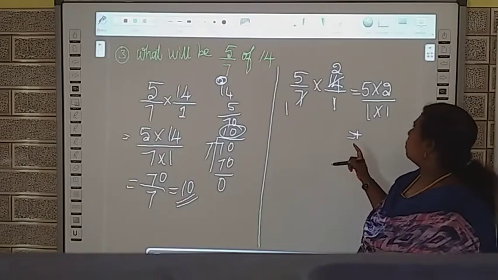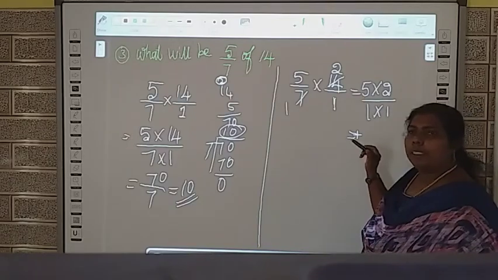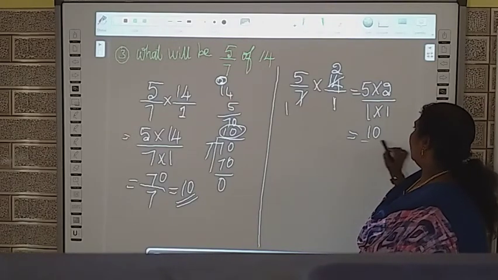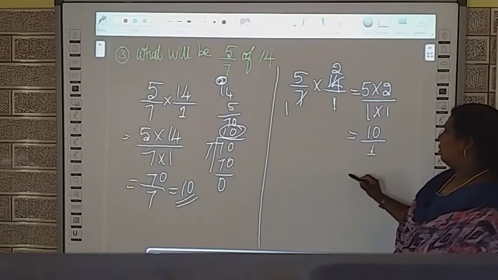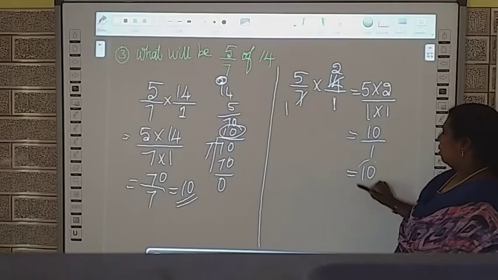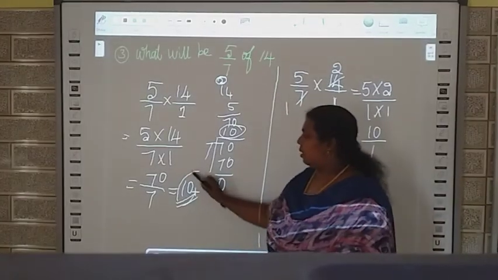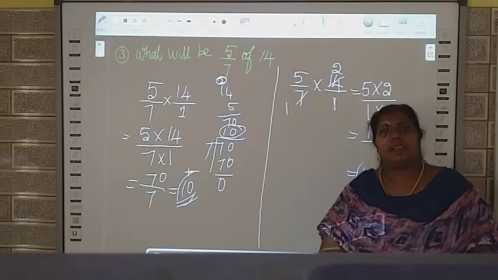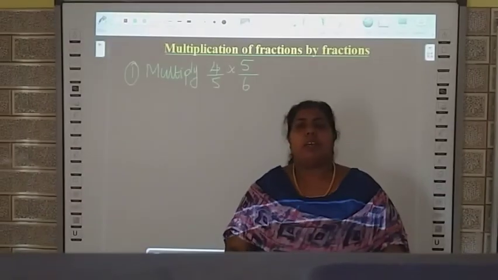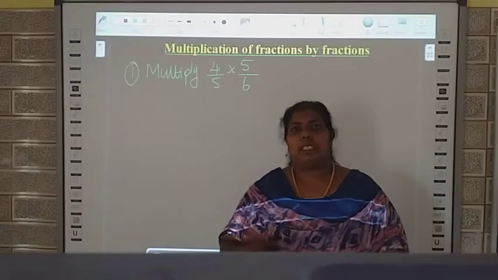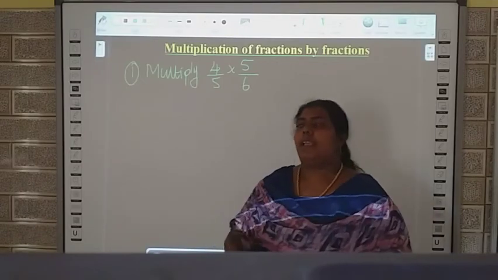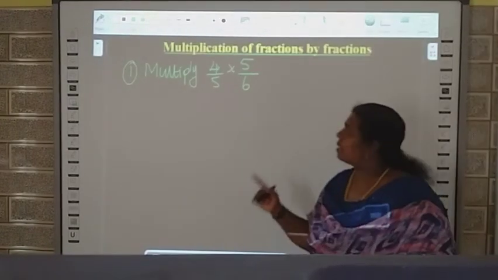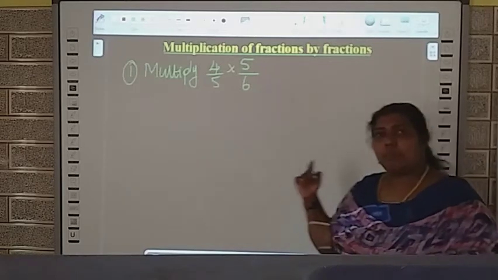Next step is what? 5 times 2 is how much? 10. 10 divided by 1 times 1 is 1. What's the answer? 10. Getting the same answer. Here also 10. Now do you understand? Now you know multiplying fractions by whole number, isn't it? Yes. Next topic is multiplication of fraction by fraction.